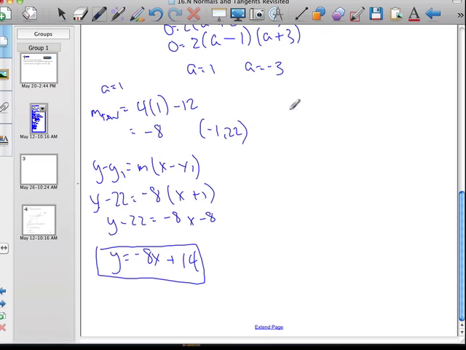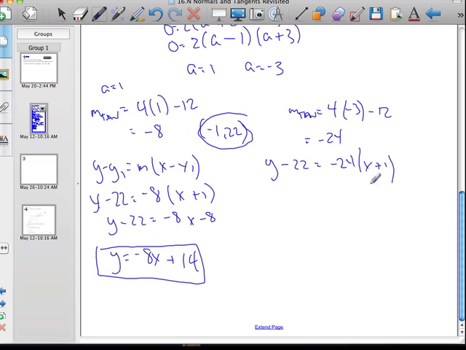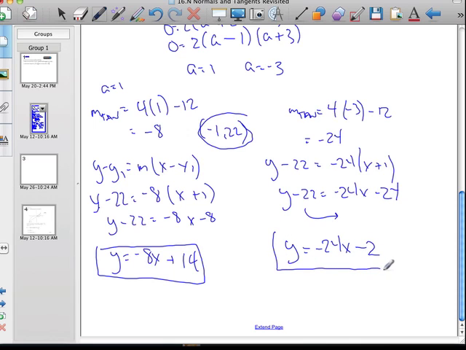If I do the other tangent, the slope of the second tangent is going to be 4 times negative 3 minus 12, which is negative 24. Again, I'm going to plug in the same point. So y minus 22 equals negative 24 times x plus 1. So y minus 22 equals negative 24x minus 24. Add the 22 over, I get negative 24x minus 2. And so here are my two tangents.